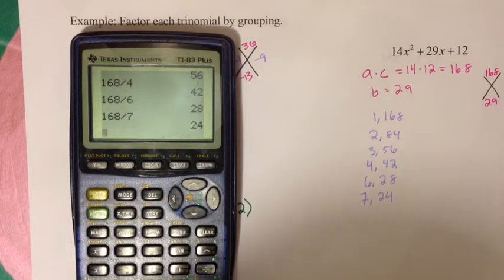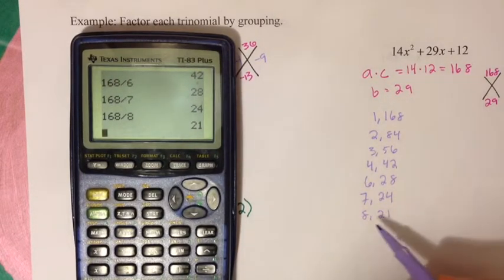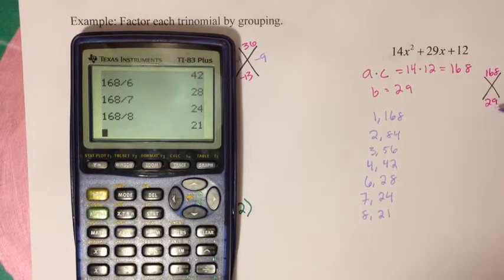What about 8? Will 8 go into it? 168 divided by 8 is 21. 8 and 21. Oh, and now I could keep going, but I see that 8 and 21 will work. They add up to be 29. So there are my two magic numbers.